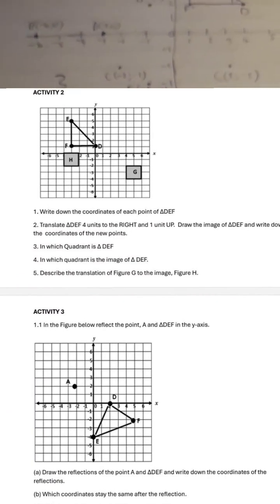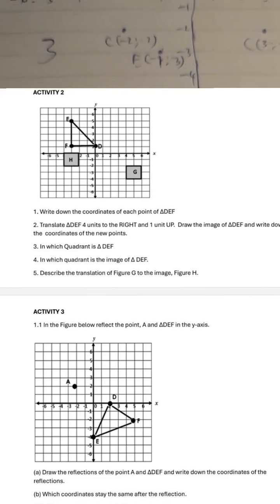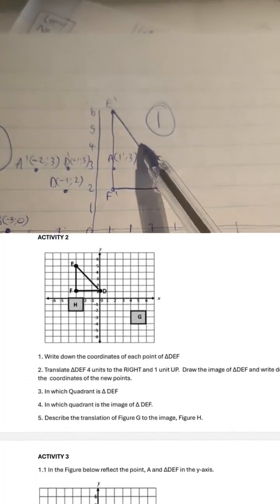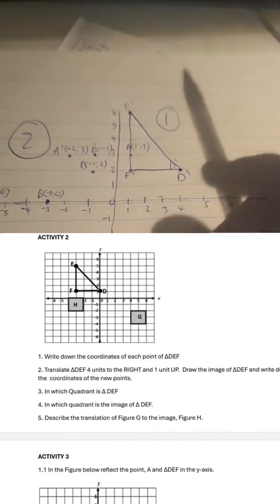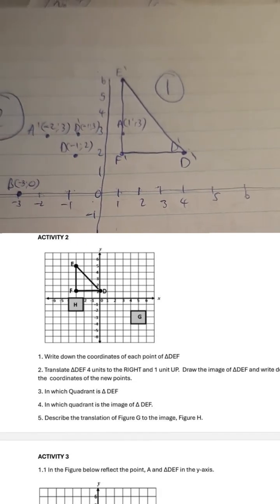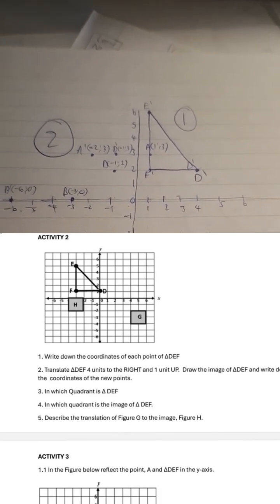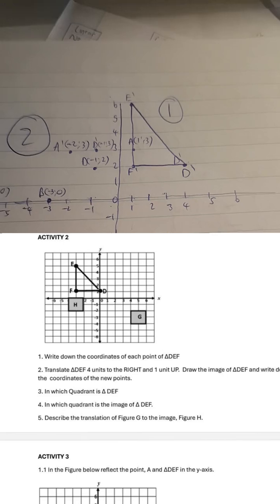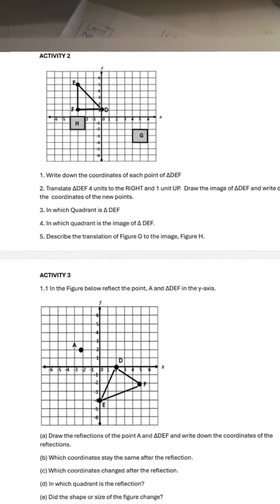Then let's go to question number 4 on the paper. In which quadrant is the image of triangle DEF? I sketched the image of triangle DEF and here it is. In which quadrant is this image located? Hopefully we can see where it's located. Thank you so much, Pasejo. So yes, that's where it's located.